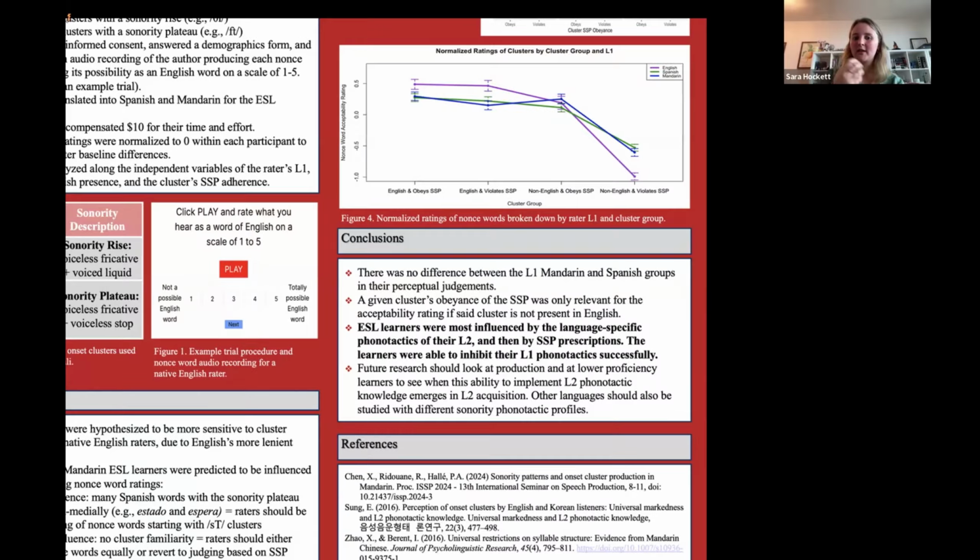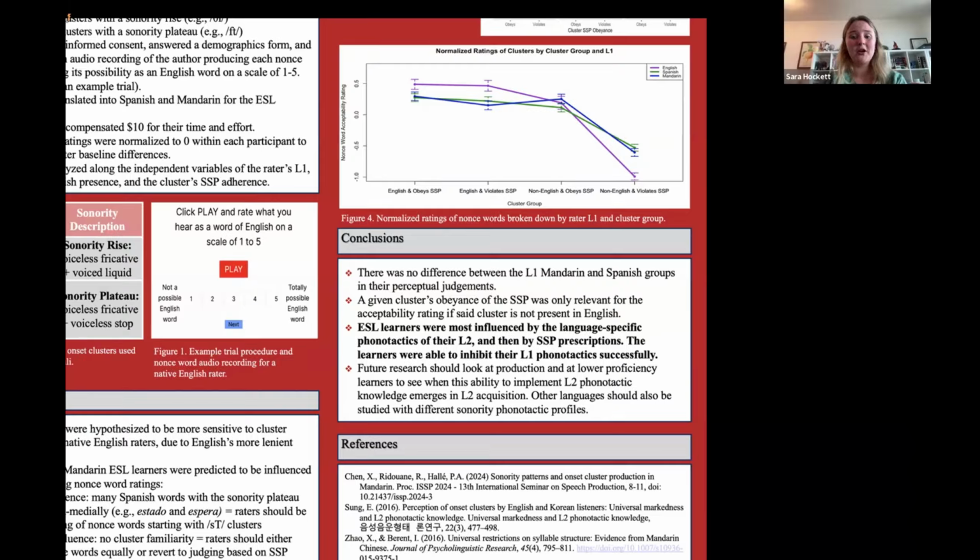So first of all, ESL learners were most influenced by language-specific phonotactics of the L2, of English. And then when they had no evidence of that, when they were like, oh, well, I don't know this cluster, I've never seen that in English, then they were reverting to the language universal patterns. It was also found that the ESL learners were really good at inhibiting their first language, inhibiting their Spanish, inhibiting their Mandarin, and acting only based on their L2 English knowledge.